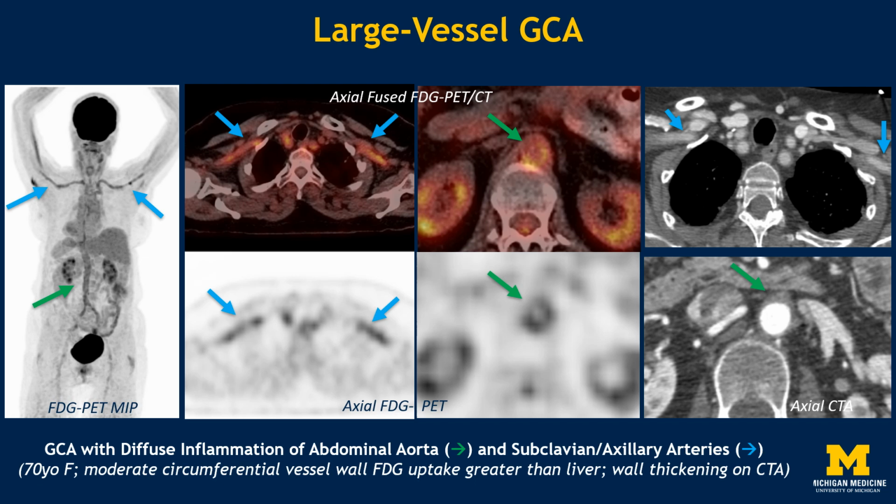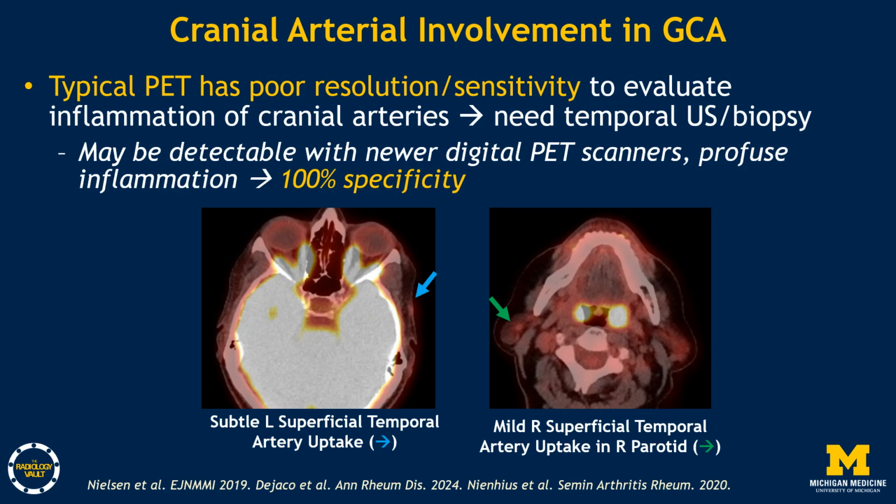So here we can see there's circumferentially increased uptake in the abdominal aorta, and then associated with some vessel wall, perivascular soft tissue, and thickening on CT. What about cranial arterial involvement in GCA?